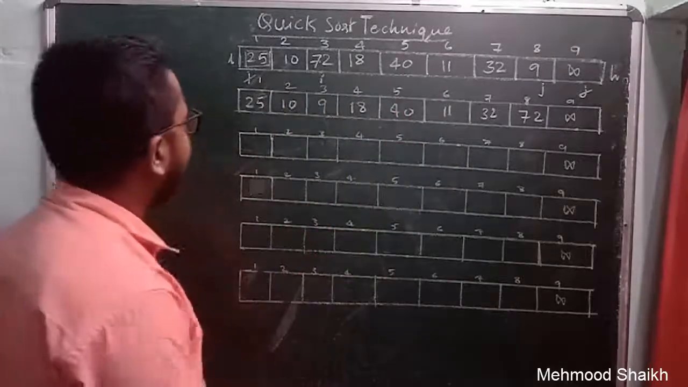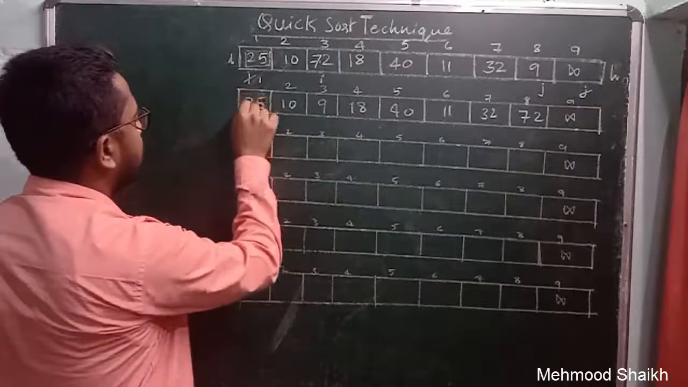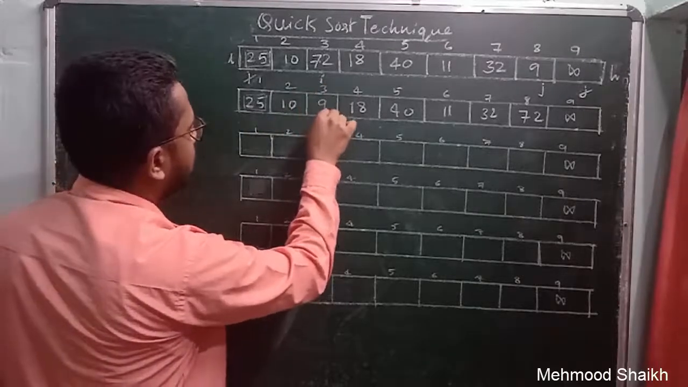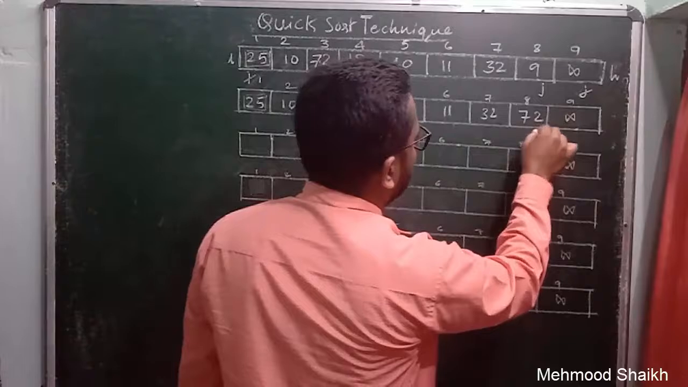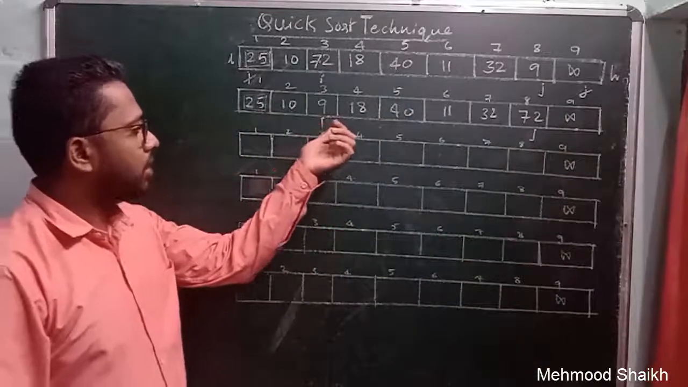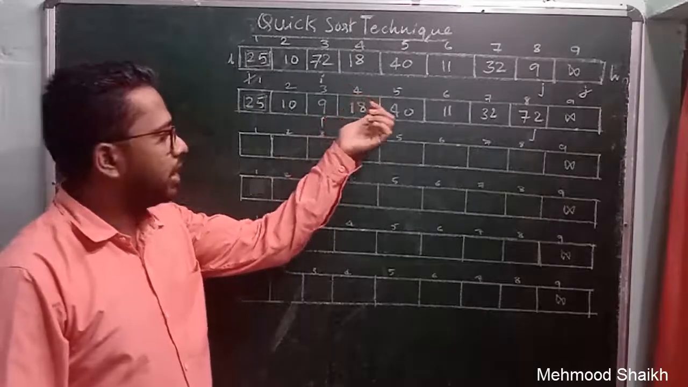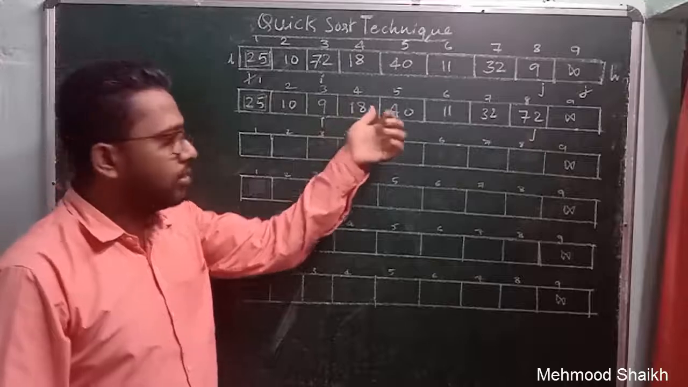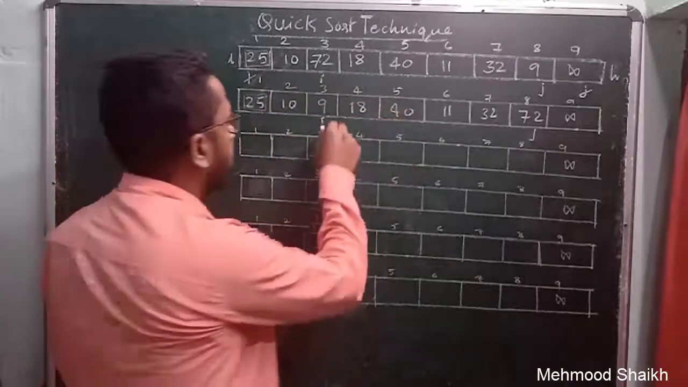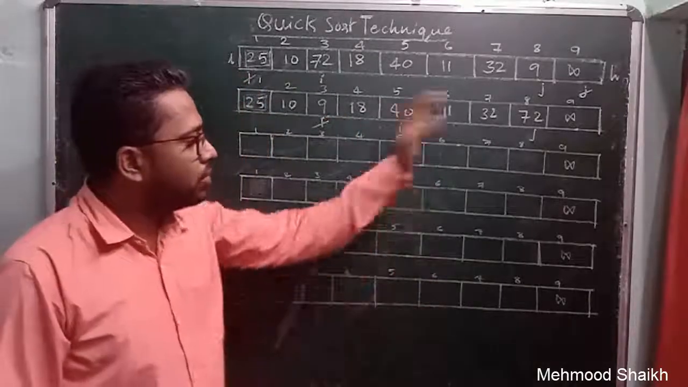Now again I need to apply the same concept on the rest of the elements. Again I will consider this as the pivot element, and our I was on this position and J was on this position. Again I will check, is there any element on the right side of I which is greater than the pivot element? There is an element 18, but it is not greater than the pivot element. So I will check the next location, and 40 is greater than the pivot element. So I will mark 40 as I, and I will move on to the right side.